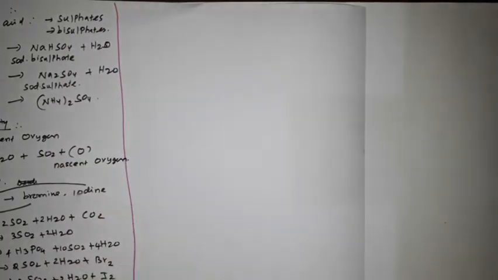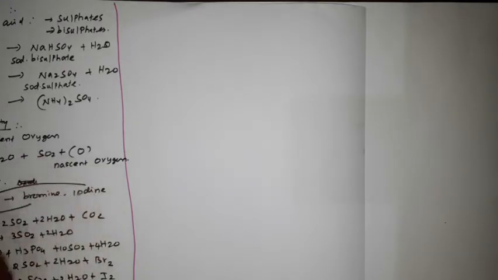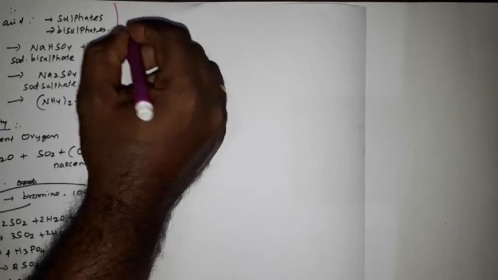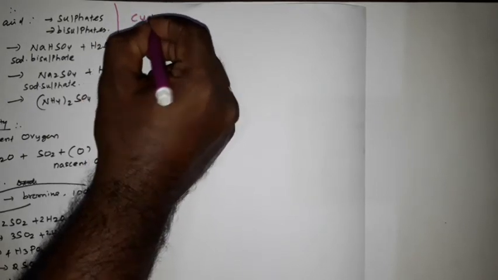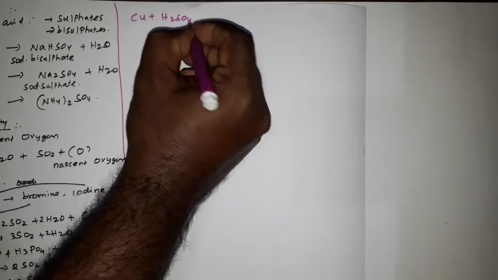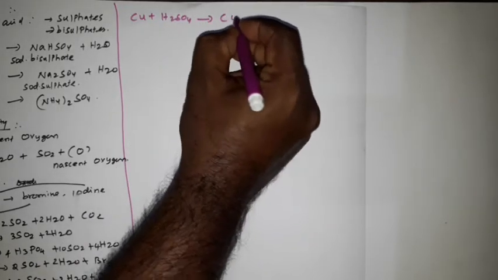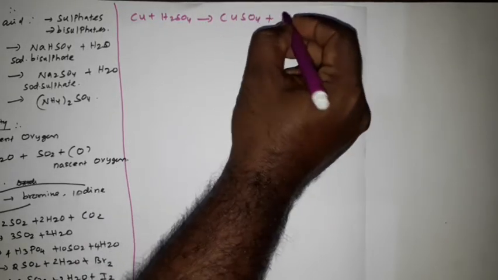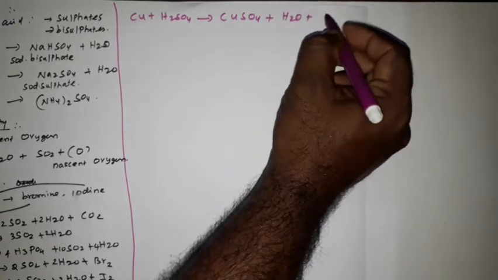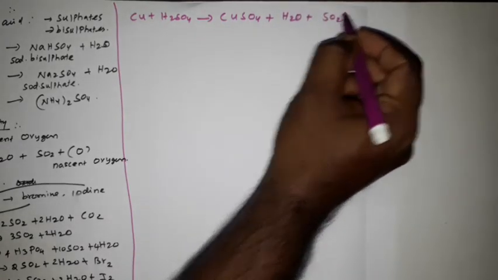So now, the reaction of sulfuric acid with metals. Reaction with copper. In concentrated sulfuric acid, when copper is added, and lead, it will produce the respective sulfates as shown below. So copper plus H2SO4 will produce copper sulfate, CuSO4, plus water plus SO2. SO2 is the gas. Okay.